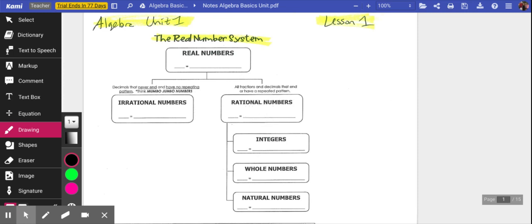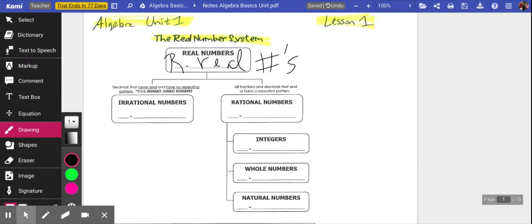Okay, the first unit is called the real number system. And lesson one is really just using the right words to describe where numbers are classified. So the first initial we will have is R, and that stands for real numbers. And I'm going to use the number symbol. Okay, and that just involves all numbers. I mean, whether they're fractions, decimals, that just covers everything.